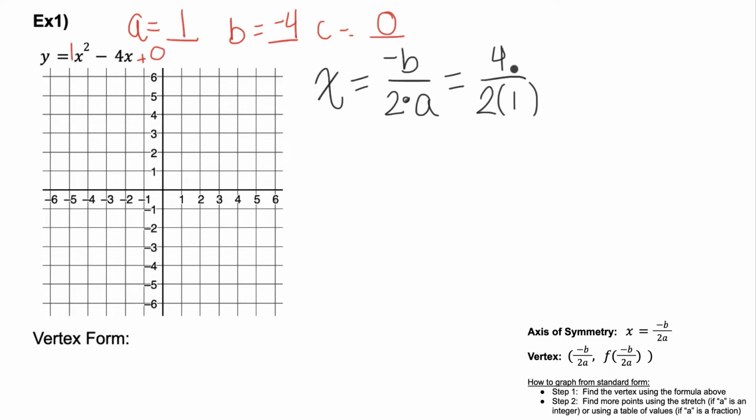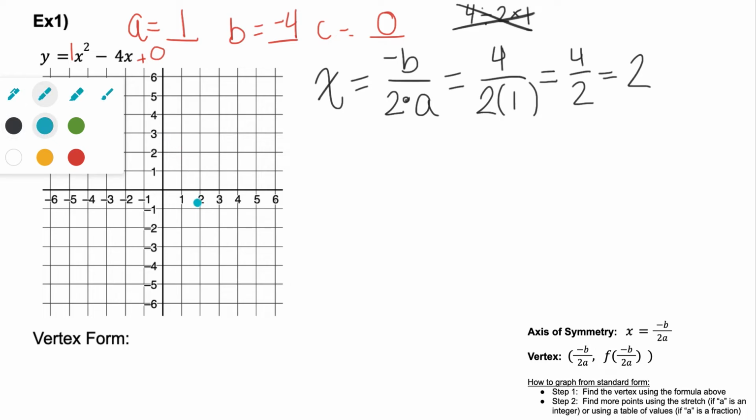Don't type this straight into your calculator as 4 divided by 2 times 1. You will get the wrong answer. Actually, in this case, you won't. But in many cases, you will, because your calculator is going to do the division first. You want it to do the bottom first. So make sure you simplify the bottom. So this is 4 divided by 2. Then you can type it into your calculator if you need to. In this case, we don't. It's going to be 2. Don't do this.